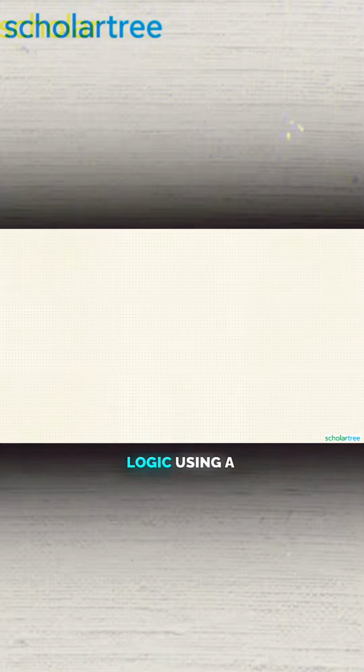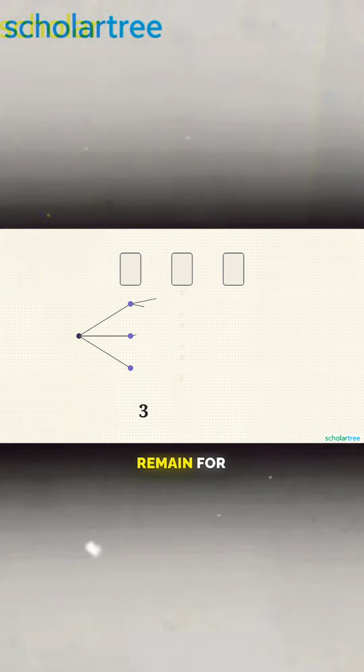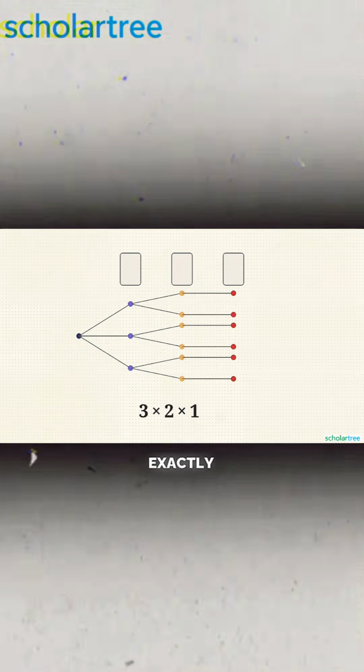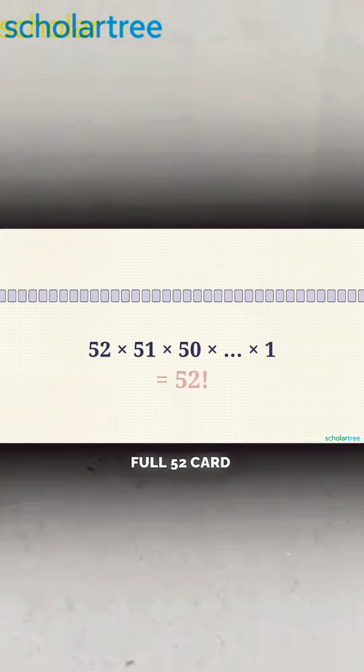We can see this logic using a simplified model of 3 card positions. For the first slot, we choose from 3 cards. Once occupied, 2 cards remain for the second position. The final slot takes the last card. This creates exactly 6 unique arrangements. This 3 times 2 times 1 calculation is the same logic we apply to the full 52 card deck.